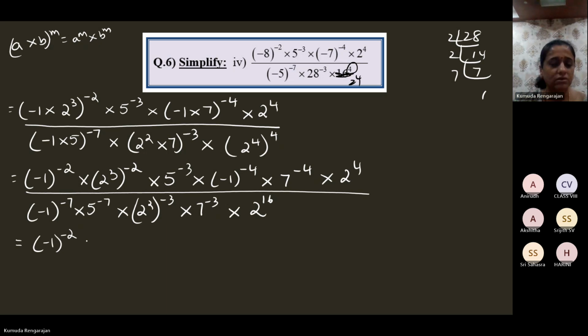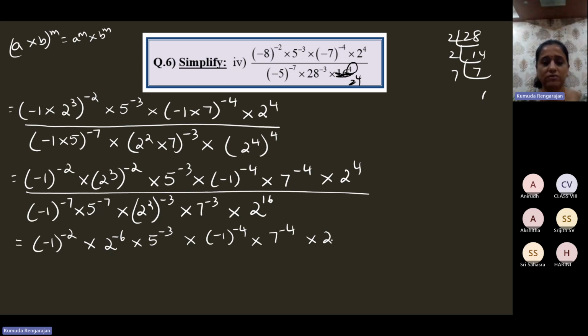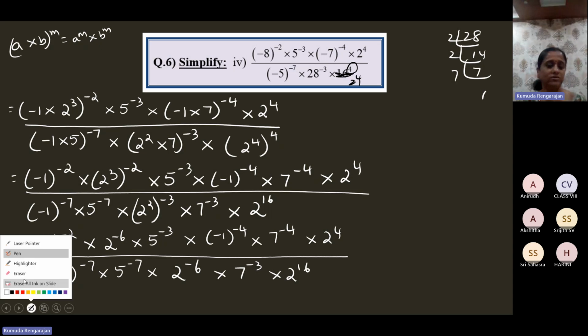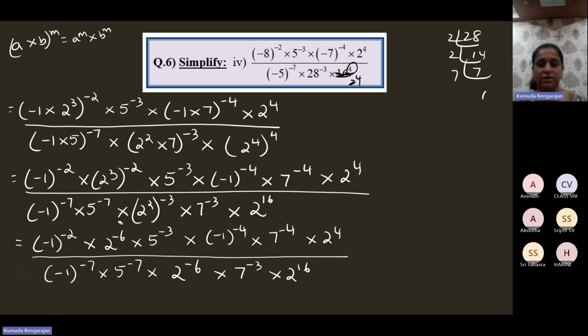Into just one. 2 to the power minus 6 into 5 to the power minus 3 into minus 1 to the power minus 4 into 7 to the power minus 4 into 2 to the power 4, divided by minus 1 to the power minus 7 into 5 to the power minus 7 into 2 to the power minus 6. So we've multiplied. Now you can simplify the numerator and the denominator separately.